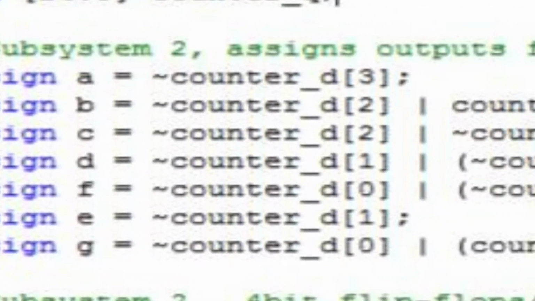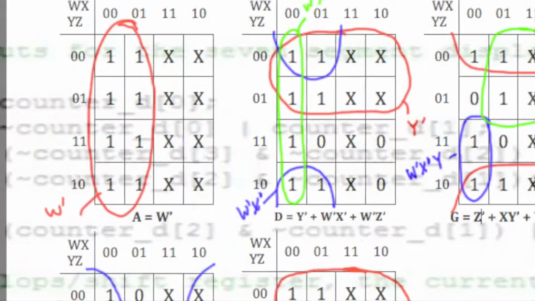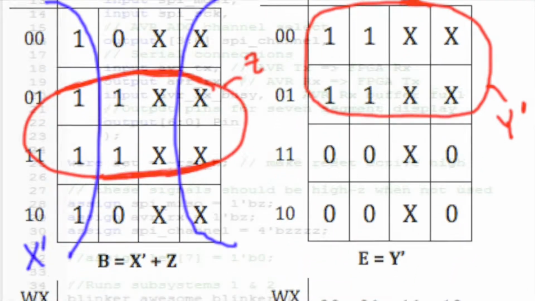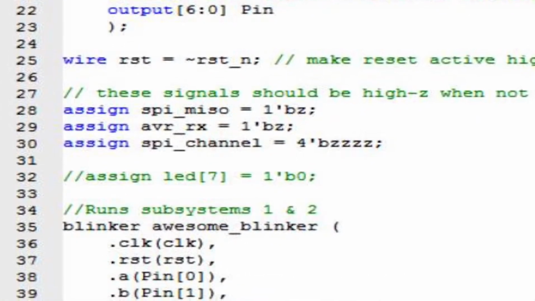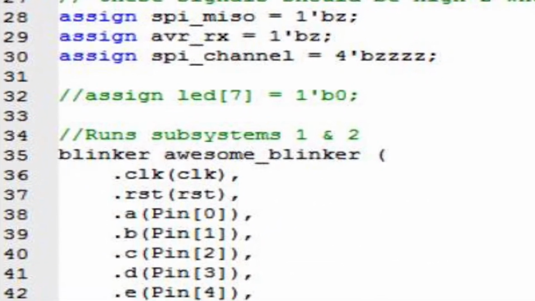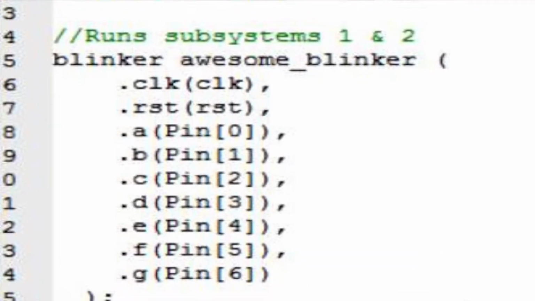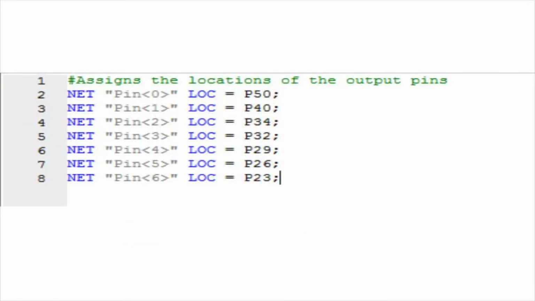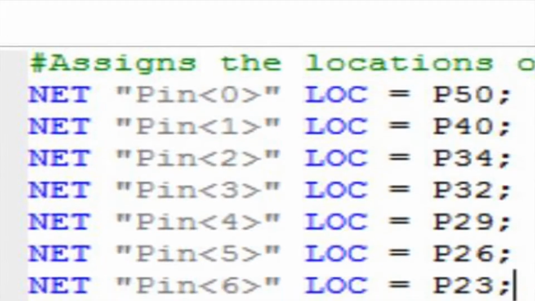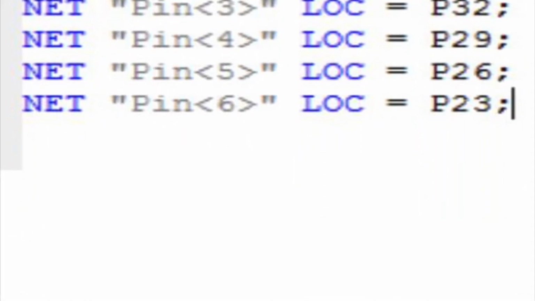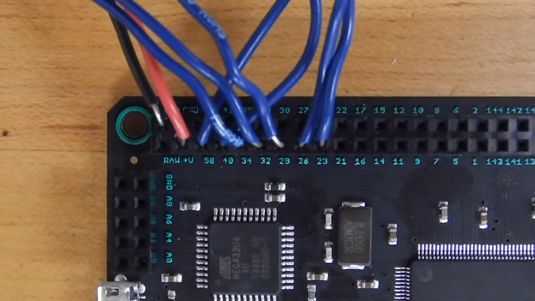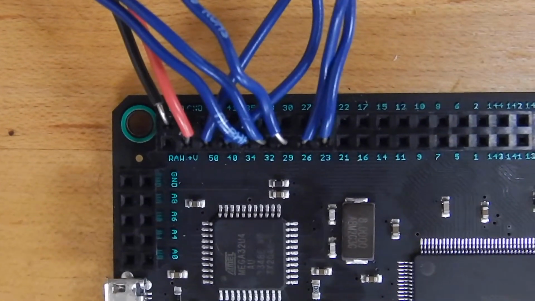Using this information, the outputs are set equal to the combinational logic derived from the Karnaugh maps in the theory section. The source file that contains the code for subsystems 1 and 2 is then implemented in the main. The outputs are declared to be the 7-bit output array pin. However, at this point, pin isn't anything. The locations of the pins are declared in a separate source file. In this case, pins 0 to 6 refer to the pins 50, 40, 34, 32, 29, 26, and 23 on the actual board itself, which are then the inputs to subsystem 3.